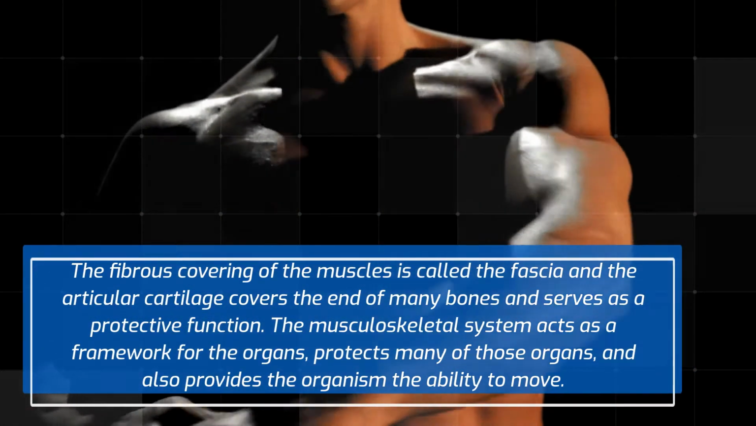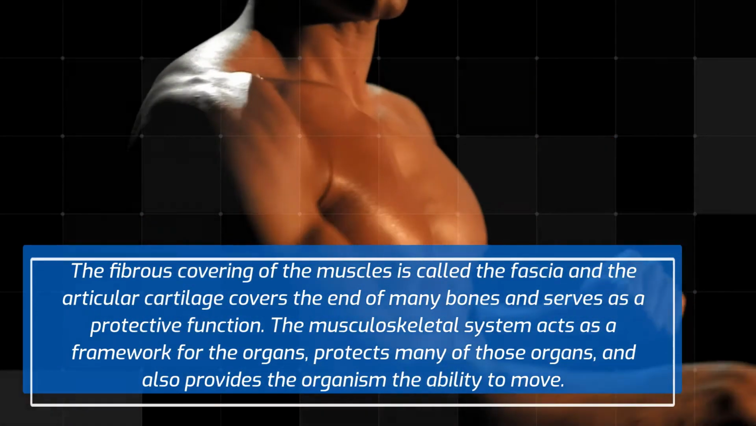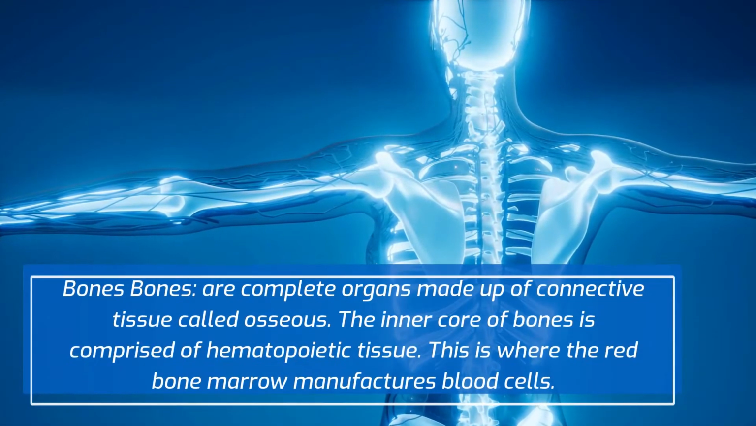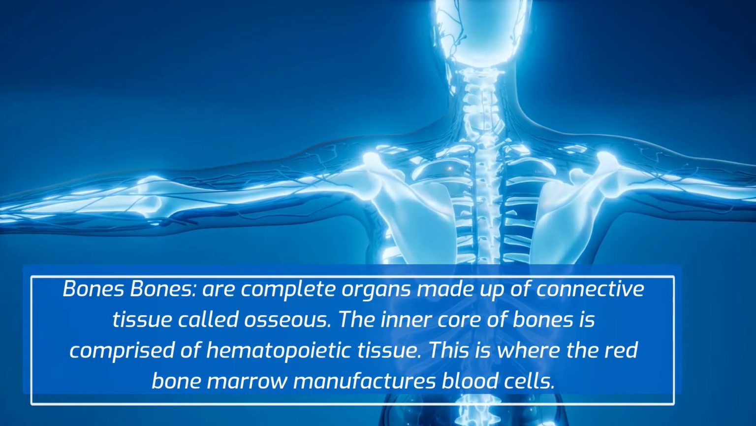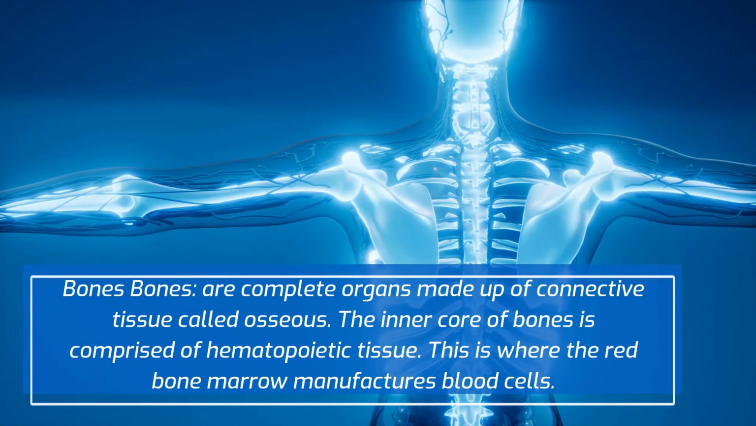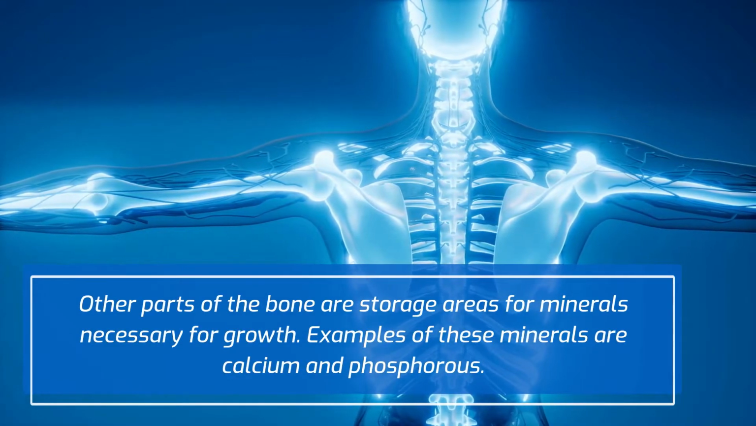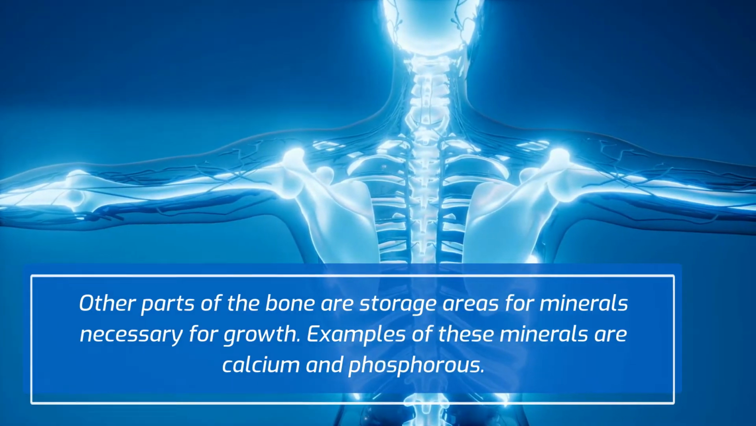The musculoskeletal system acts as a framework for the organs, protects many of those organs, and also provides the organism the ability to move. Bones. Bones are complete organs made up of connective tissue called osseous. The inner core of bones is comprised of hematopoietic tissue. This is where the red bone marrow manufactures blood cells. Other parts of the bone are storage areas for minerals necessary for growth. Examples of these minerals are calcium and phosphorus.